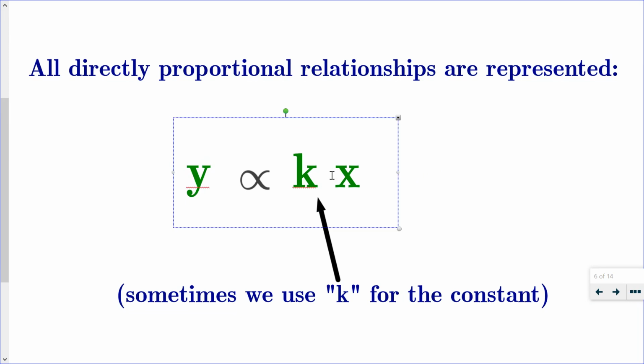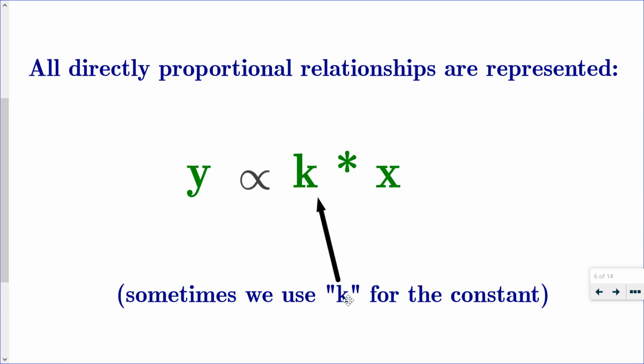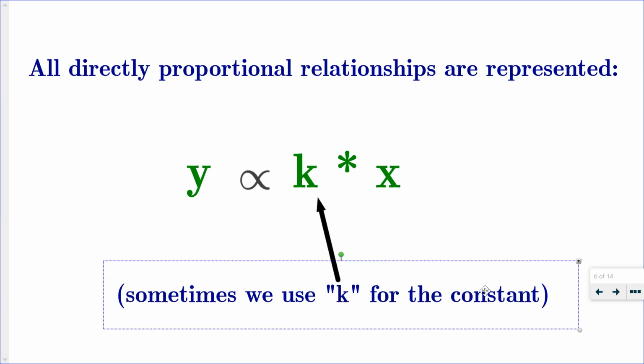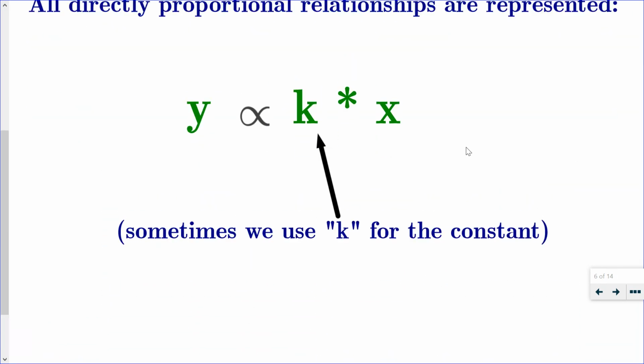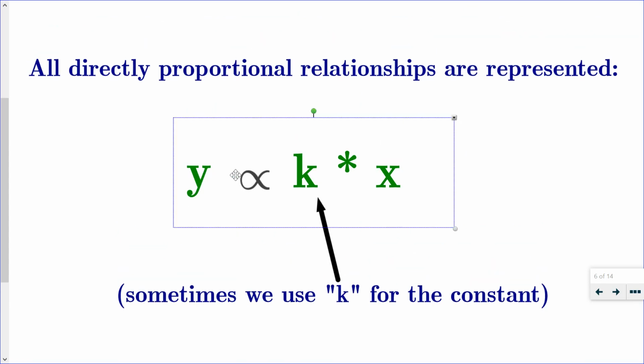And this is a multiplication happening. So I'll put in y is proportional to k times x. So that is our setup that we always have: y is proportional to x by some constant value k. And the k represents the constant. So that is what we are changing by.